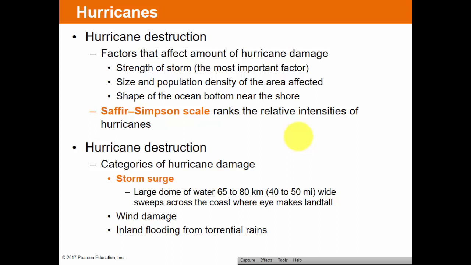Obviously, hurricanes do a tremendous amount of destruction, really based on the strength of the storm plus the population of the area affected. The shape of the bottom of the ocean has a lot to do with whether there's storm surge or not. And you also have to look at the type of population that you're dealing with. If you're in a developing country, construction may not be adequate to deal with a hurricane. Developed countries, you may fare a whole lot better. Just like tornadoes have the enhanced Fujita scale, hurricanes have the Saffir-Simpson scale, and that ranks the relative intensity of the hurricanes. One aspect of hurricanes that you may never have thought of if you haven't lived along the coastline, which is quite impressive, is the storm surge.